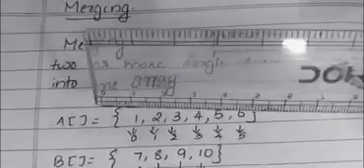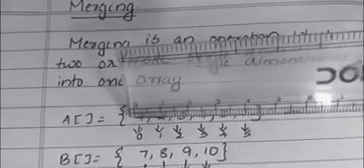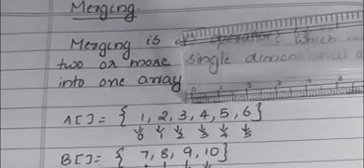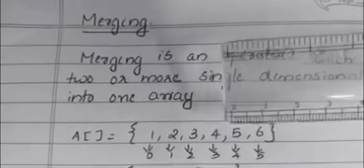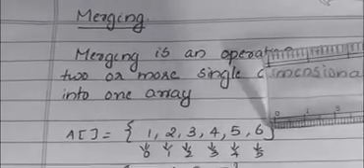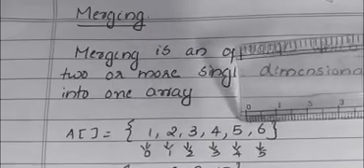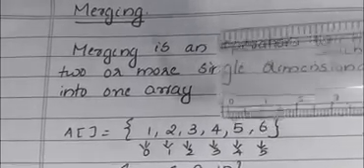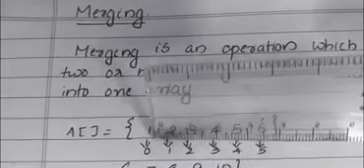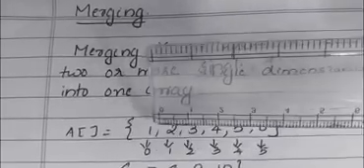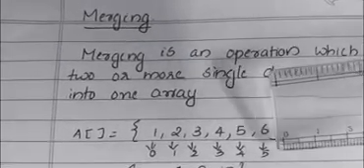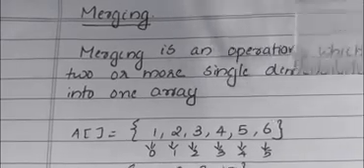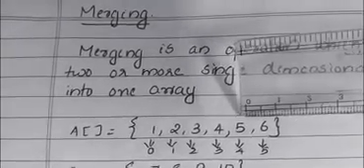Consider this array A. The elements we stored in this array are 1, 2, 3, 4, 5 and 6, all of integer type. Since it is an array, as you all know, each element has an index position. The index position of the first element is 0, the second is 1, then 2, 3, 4 and 5. All these things you know, isn't it? This is the first array.